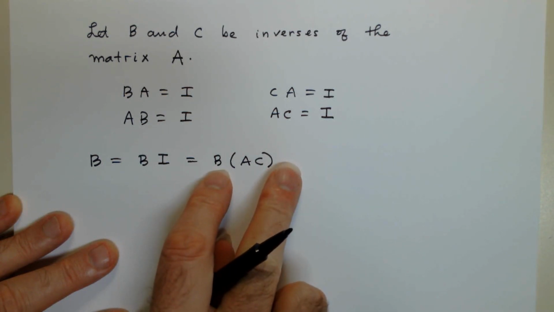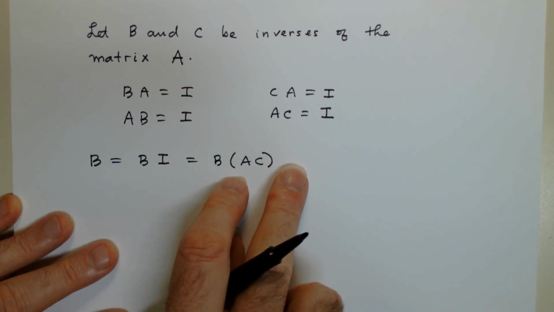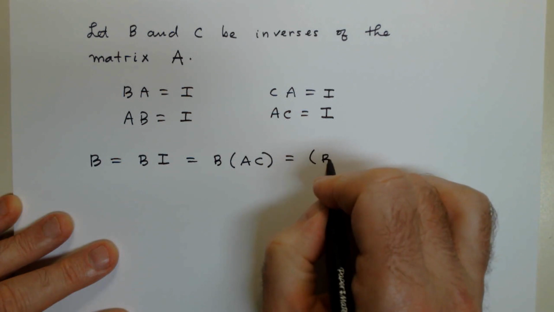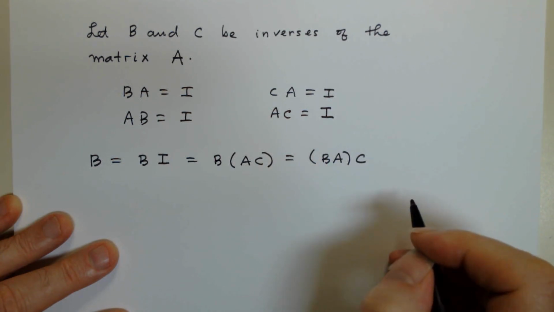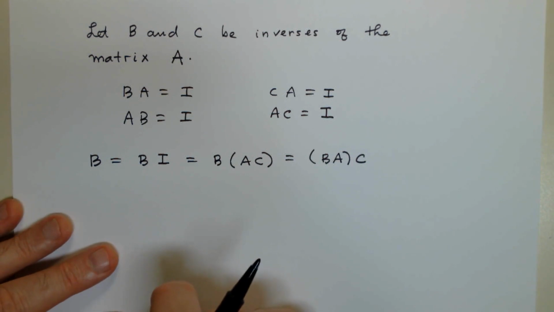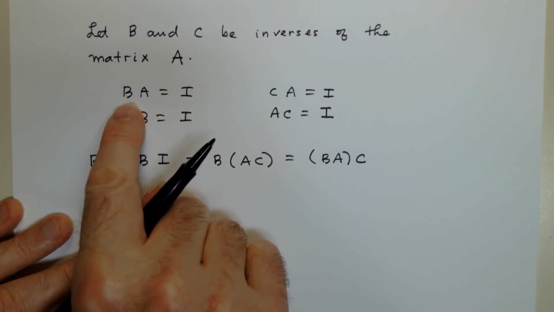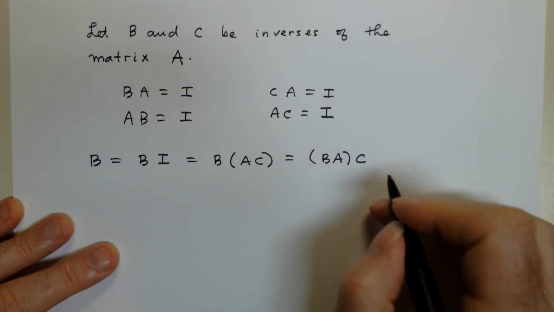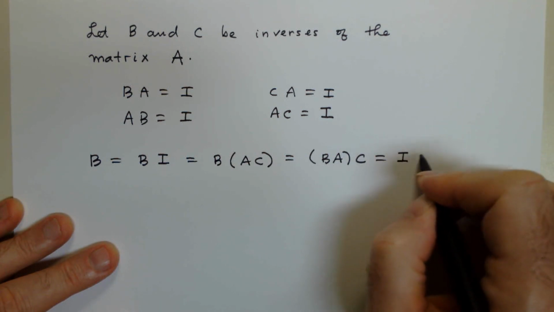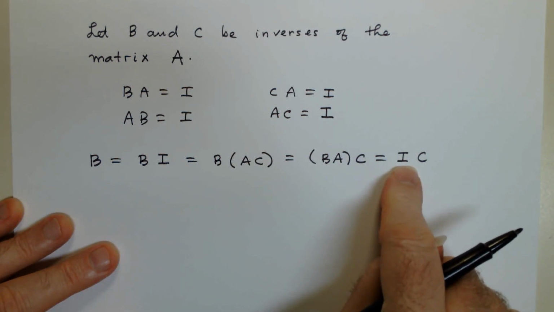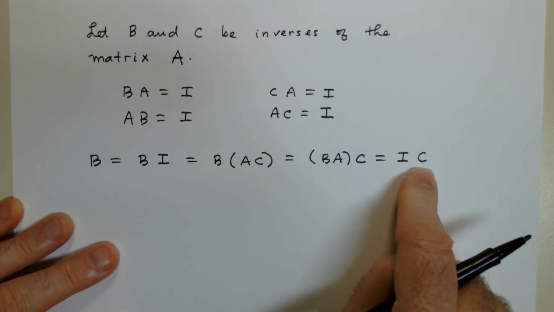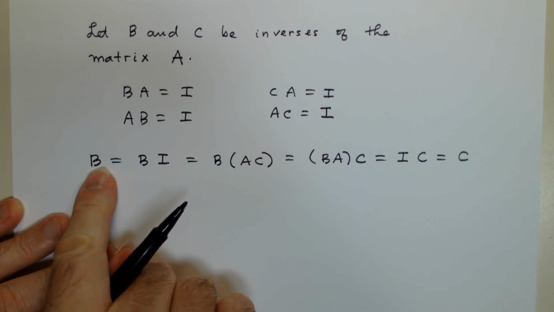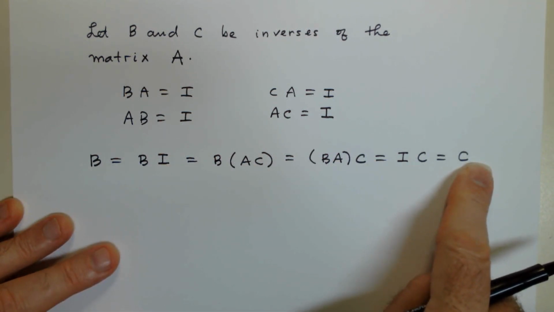Now I'm going to use the associative property of matrix multiplication. I'm going to lift these parentheses up and place them on B times A. Okay, so I'm using the associative property here. And now I see B times A, and I go back to my list here, and I can see that B times A is also equal to the identity, so I can replace B times A by the identity matrix. And then finally, the identity matrix has the property that when it multiplies any matrix, it just leaves the matrix itself. And so we can see that B must in fact equal C, and that's our proof.